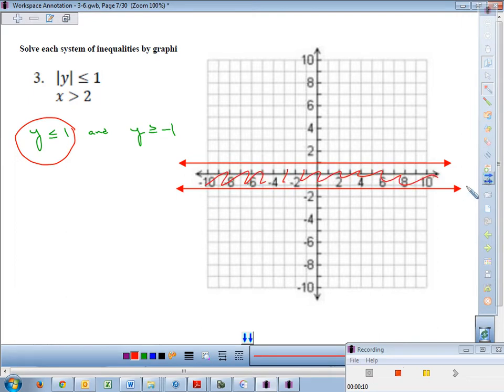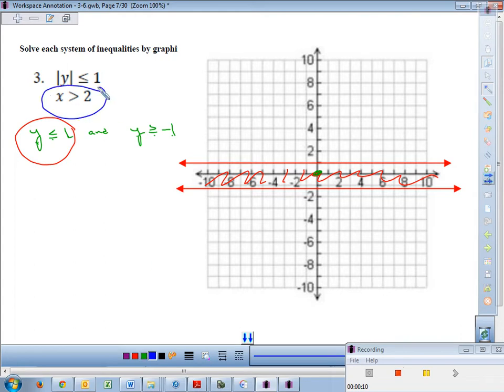We could try a test point if we wanted to see if that works. If we try 0, 0, which is in that region, 0, 0 is right here. If you put 0 in for x and y, there are no x's. We want to see if 0 is less than or equal to 1, which is true, right? We also want to see if 0 is greater than or equal to negative 1, which is true. So this was the right region. Cool.